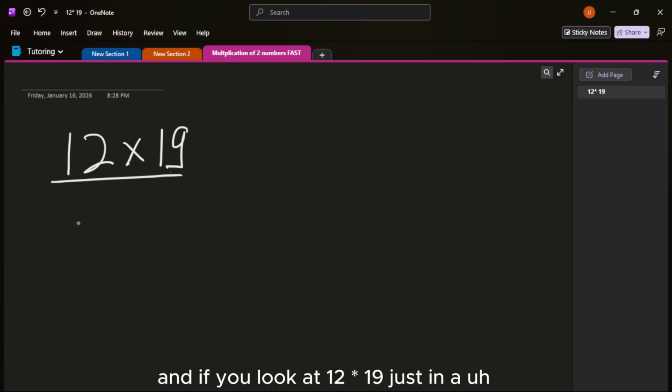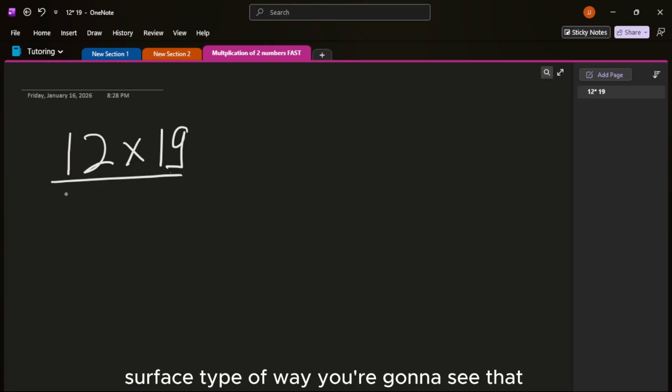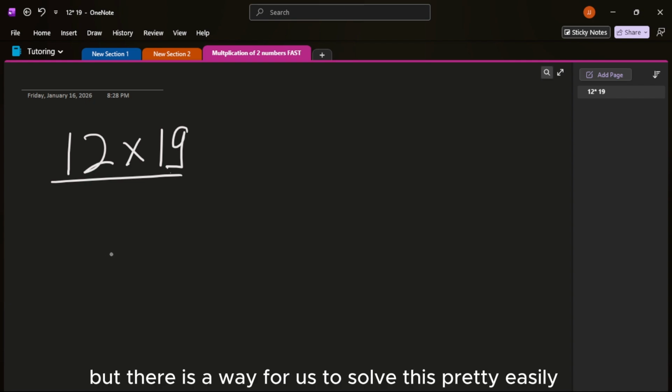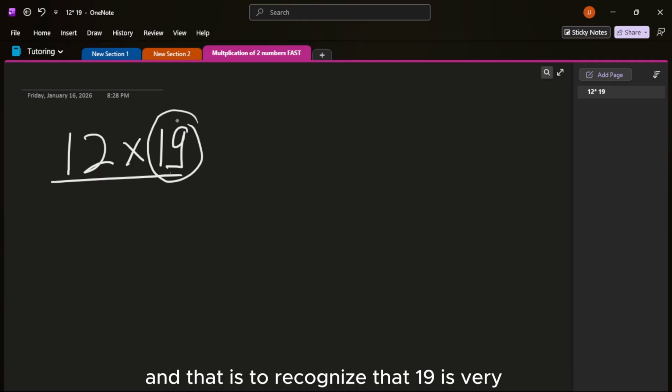And if you look at 12 times 19 just in a surface type of way, you're going to see that it's going to take you a little bit of time to solve this, right? But there is a way for us to solve this pretty easily, and that is to recognize that 19 is very, very close to 20.